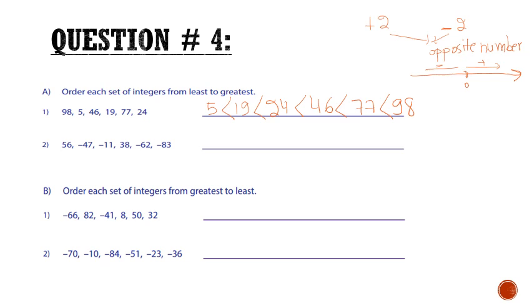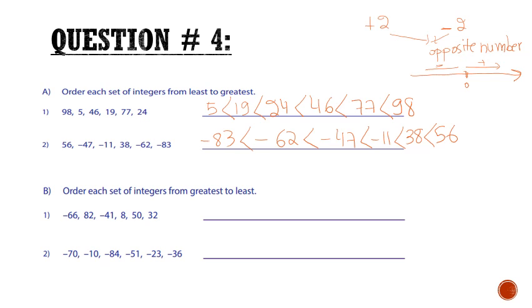Now the second one. Yes, Jad. First you said minus 83. Very good. So minus 83 is the least number. Then minus 69. Minus 62, you mean? Yes. Then minus 47. Very good. And then minus 11. Yes. And then 38. Yes. At last, the greatest one is 56.